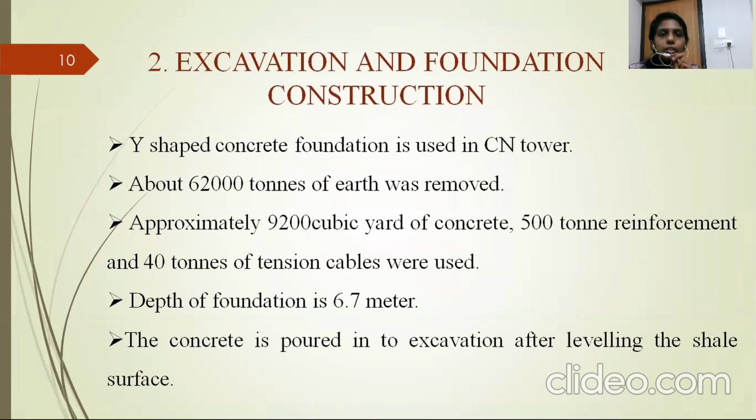The second stage is the excavation and foundation construction. For the CN Tower, a Y-shaped concrete foundation of 6.7 meter depth is used. For the construction, about 62,000 tons of earth was removed, and the quantity of material used for construction is 9,200 cubic yards of concrete, 500 tons of reinforcement, and 40 tons of tension cables.